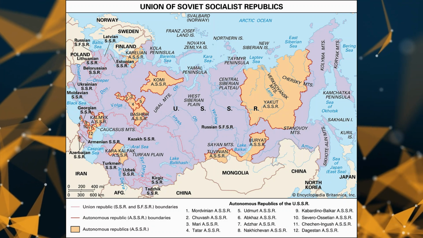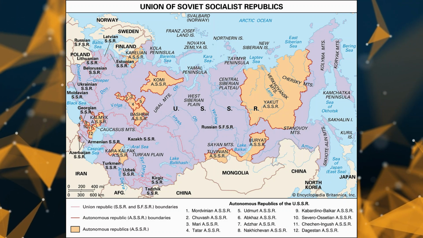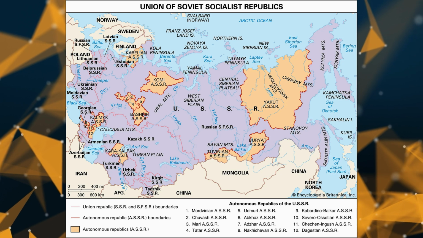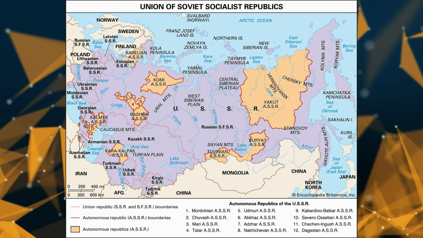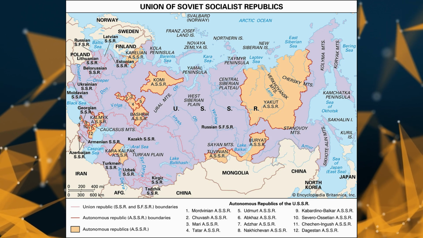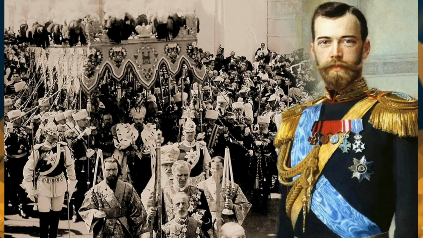Formation of the Soviet Union. The Bolsheviks renamed themselves the Communists and created the world's first communist state, the Union of Soviet Socialist Republics, USSR. Key figures of the revolution.